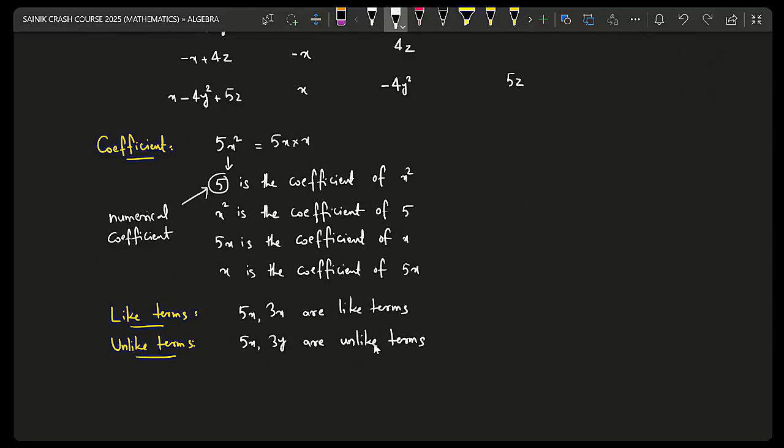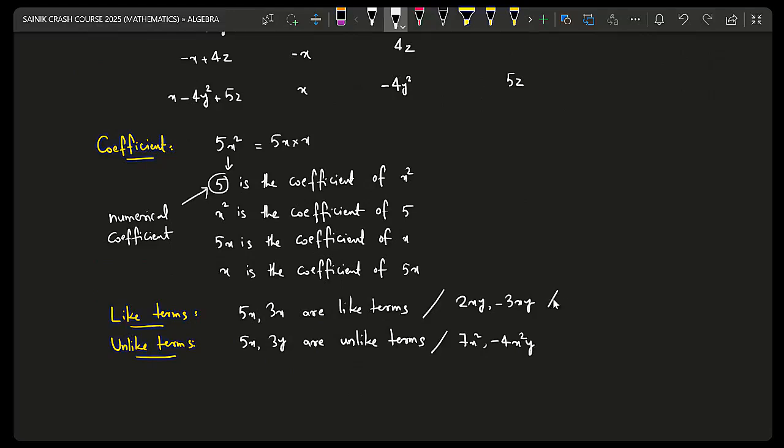We'll take some more examples for like terms. I can take 2xy and minus 3xy. They are also like terms. One more example: 7x square and minus 4x square have the same variable part, so they are like terms. For creating unlike terms, I'm adding y here, so that x square and x square y are different, and they are unlike terms.